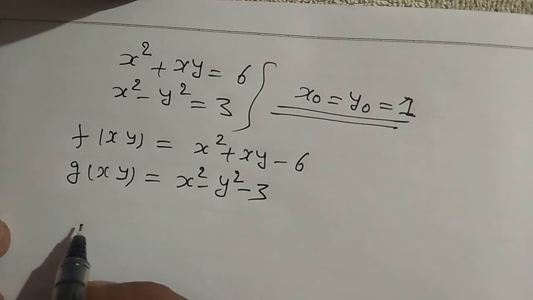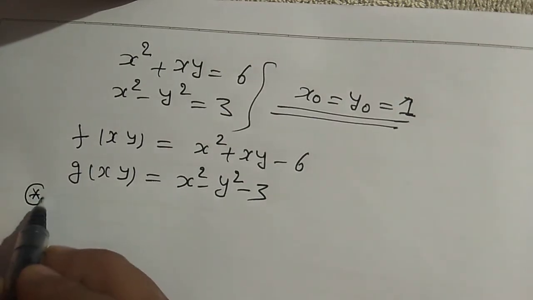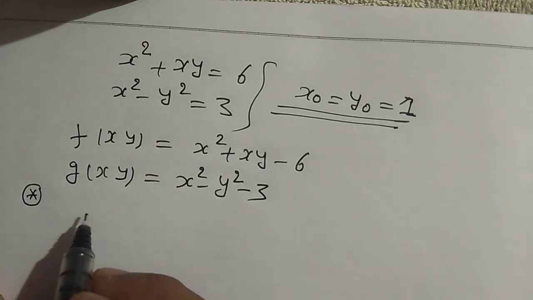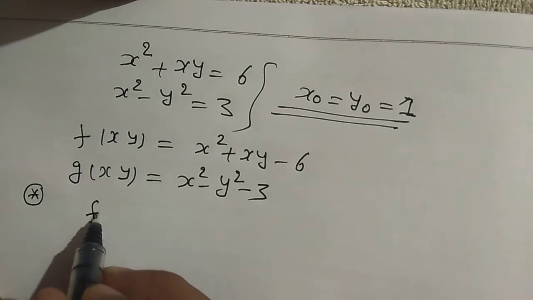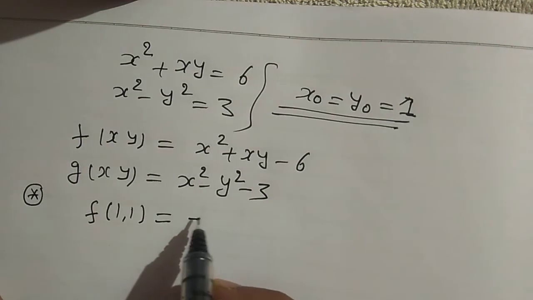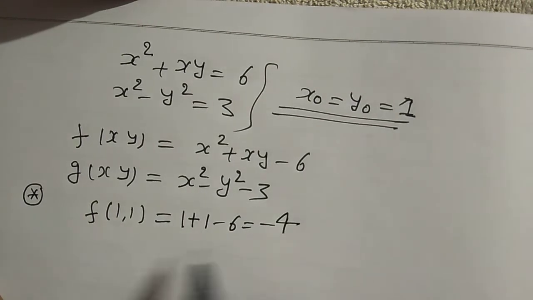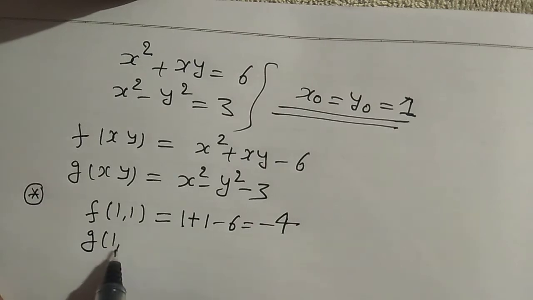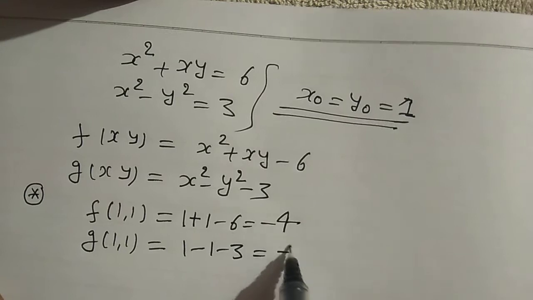So what we do, we'll apply the Newton formula. For that we need first the value of f and g at the initial approximation. So f(1, 1) equal to 1 plus 1 minus 6 equal to minus 4, and g(1, 1) equal to 1 minus 1 minus 3 equal to minus 3.